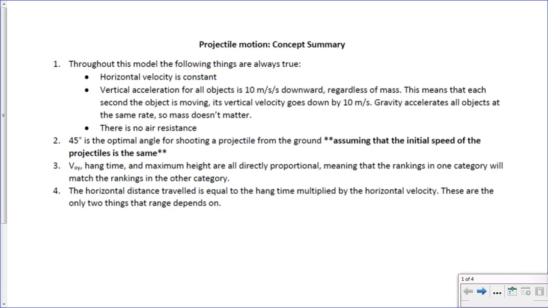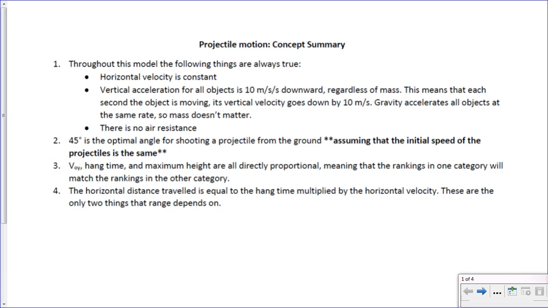The third big point here, initial y velocity, that v0y, hang time, and maximum height are all directly related to one another. That means that if you are ranking them according to any of these 3 things, initial y velocity, hang time, or maximum height, sometimes I call that peak height, then all the rankings for all 3 of these are together because they all go hand in hand.